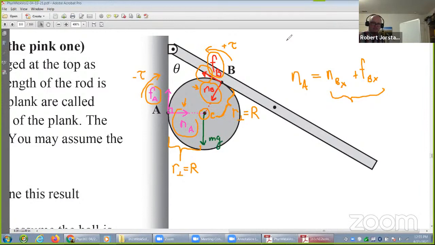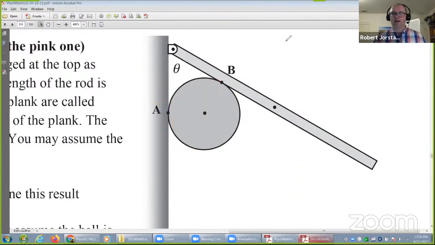Nothing in the problem indicates it's slipping, and my logic here seems to say you'd have to have a special set of situations just to make this thing be on the verge of slipping at both points A and B simultaneously. More likely what happens, it's on the verge of slipping here and it rolls out like this, or it's on the verge of slipping here and rolls out like that. Who cares? All right. Let's take a look at the solution.